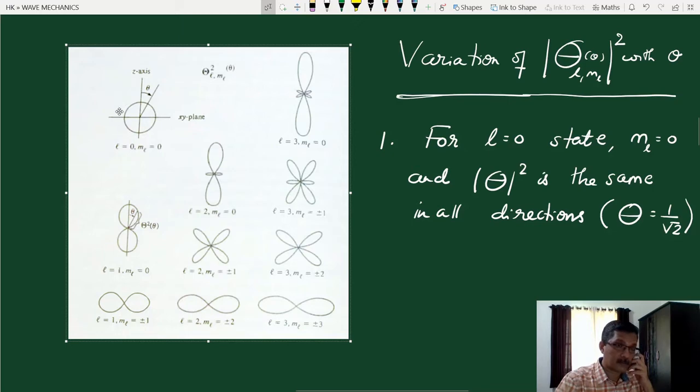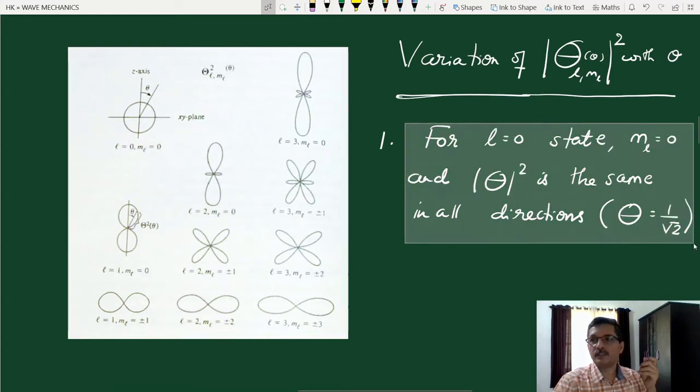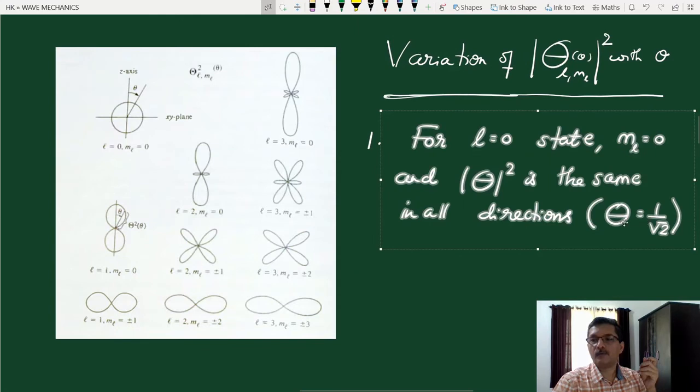Consider the first feature of this variation. Look at the first topmost figure on the left corner. Here L is equal to 0 and ML equal to 0. Now when L equal to 0, ML equal to 0, the value of theta, the polar wave function, is 1 by root 2. So mod theta square is 1 by 2, which means that mod theta square is independent of the polar angle theta. It is the same in all directions.